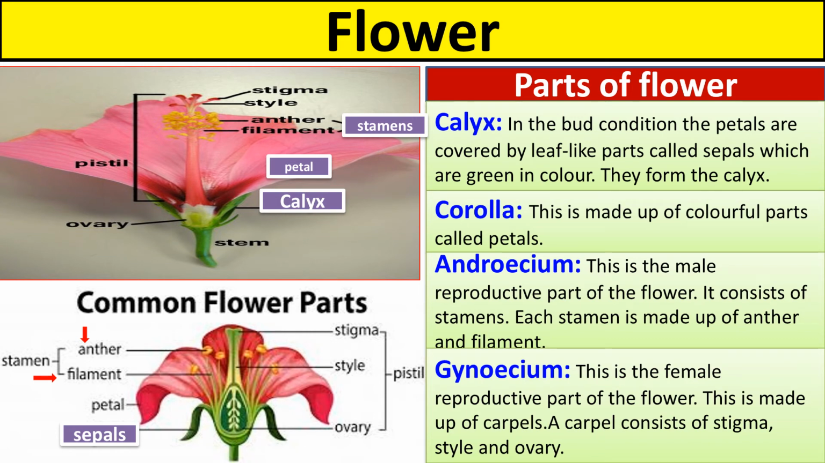Then next part is gynoecium. This is the female reproductive part of the flower and this is made up of carpels. And carpel consists of three parts. First is stigma, see red dotted part. Then second is style, see long, slender part. And third is ovary, which is inside the sepals. Inside the sepals, that is ovary. So, carpel consists of three parts: stigma, style, and ovary.